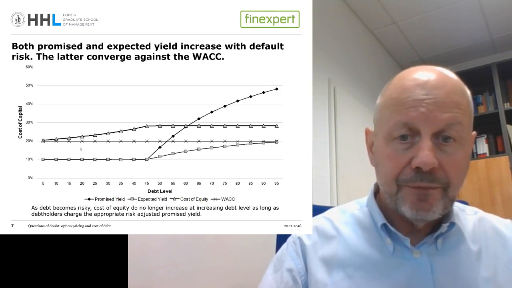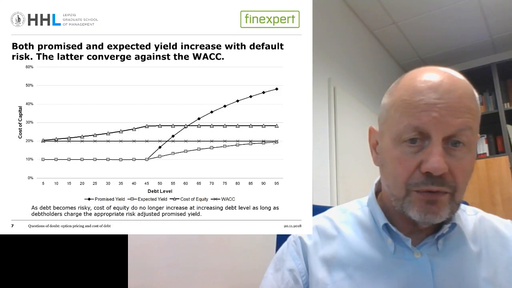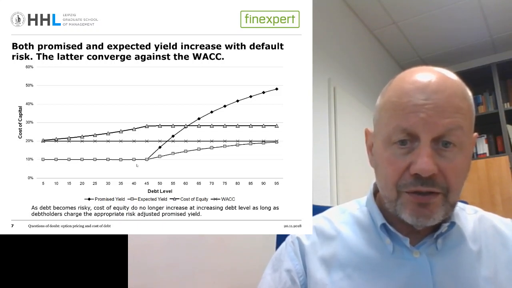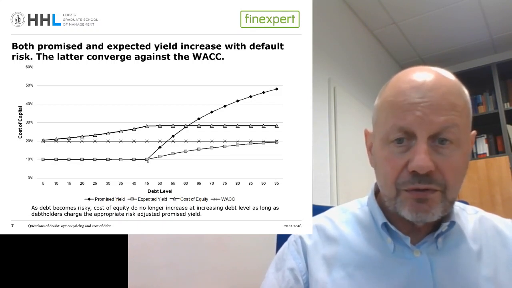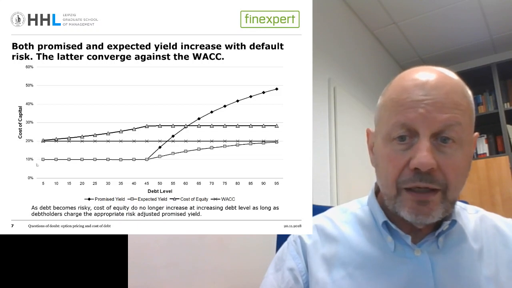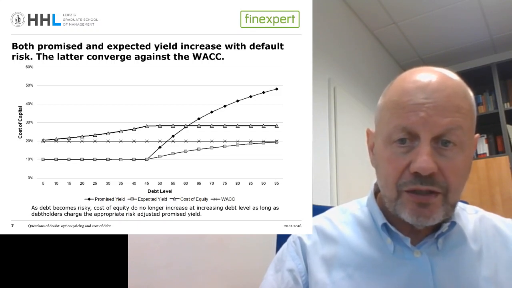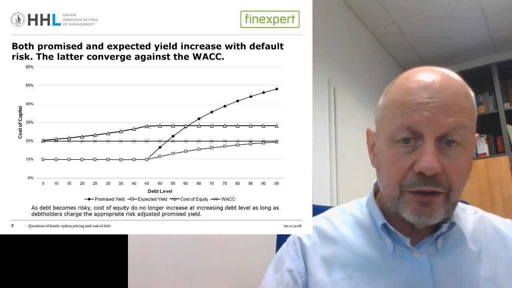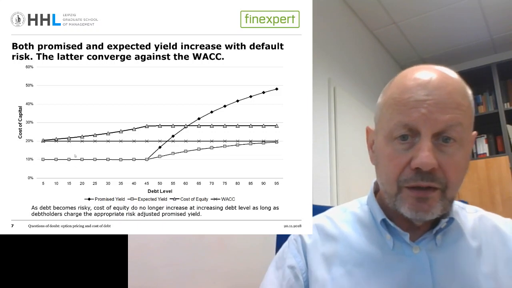Here you see the WACC is constant, always 20%, and the cost of debt, as long as it is riskless, is equal to the riskless rate. And as long as the debt is riskless, you see this impact on the cost of equity: the cost of equity is a linear function of the leverage in this particular case.